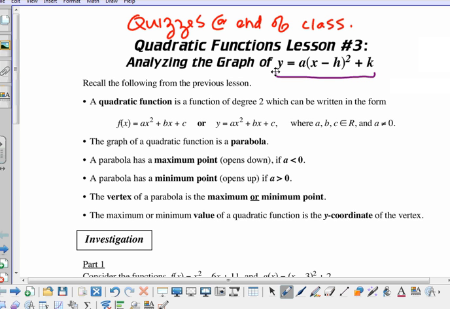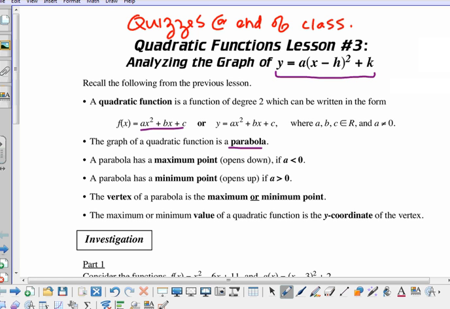Last day we learned that a quadratic function is a function of degree 2, which can be written in the form ax squared plus bx plus c. Where a, remember, was positive or negative. If it was positive, it opened up. Negative, it opened down. So that's what we covered last Thursday. Another name for a quadratic function is a parabola.